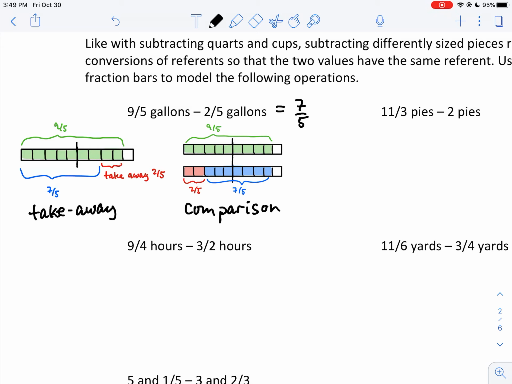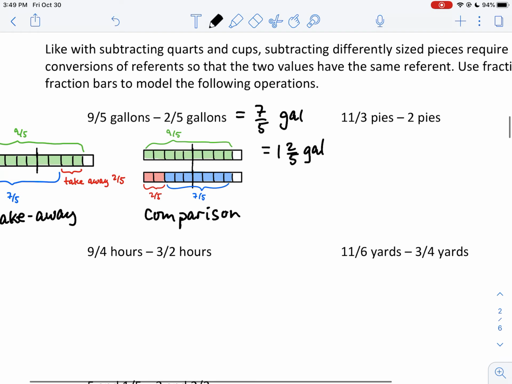Either approach gives you 7/5 gallons, which if you want, you could convert to 1 and 2/5, which is easy to see if you look at this picture, right? 7/5 gallons is the same thing as 1 and 2/5 gallons. I'll just put G for gallons, or I think I should do GAL. Okay.